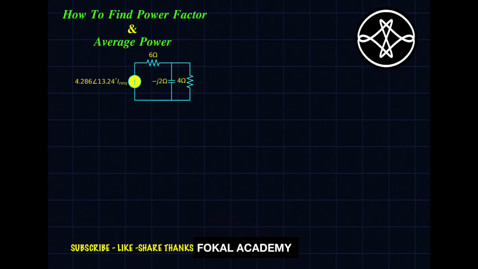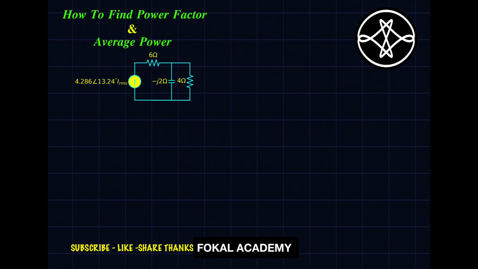See this problem. Here one electrical circuit is given, which is connected with a current source, that is an RMS current, and it asks how to find the power factor and average power for the given circuit. This is the problem, so let's see how to find it.